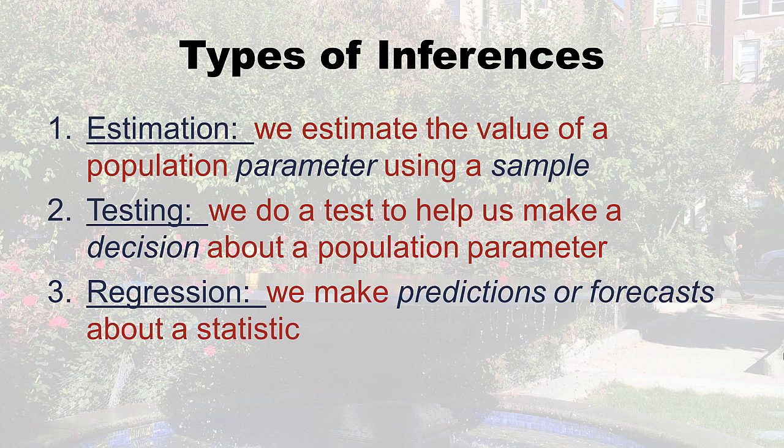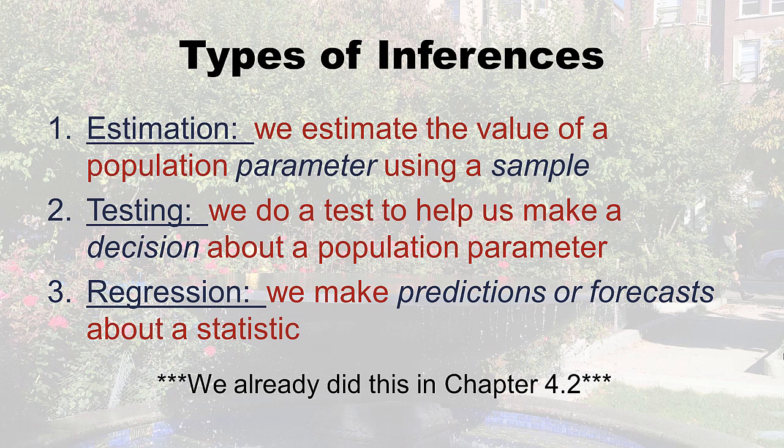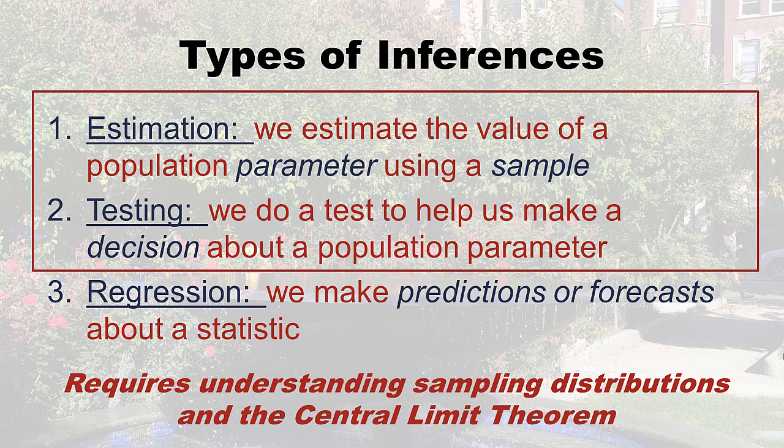Finally, there's regression, where we make predictions or forecasts about a statistic. That's a third kind of inference, and we actually already did this in chapter 4.2. The reason I bring all of this up is that estimation, which is going to be in chapter 8, and testing, which is going to be in chapter 9, but we're not going over chapter 9 in this class. But if we were, you'd have to know this, because in this lecture I'm going to talk about sampling distributions and the central limit theorem, and you need to grasp those things in order to do these two things on the slide with the box around them, estimation and testing. And so that's why I'm bringing this up now.